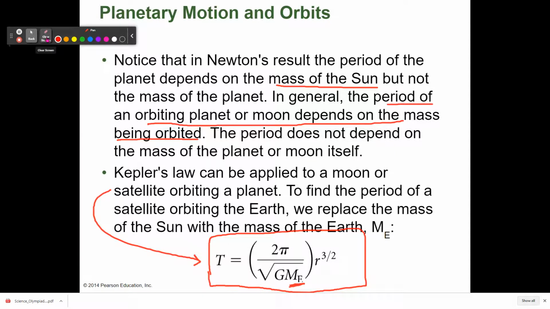All right. So just note that distinction. And when you're doing problems, you're going to need to make sure you know what this thing is orbiting. Is it orbiting Earth? Is it orbiting Pluto? Is it orbiting Jupiter? Is it orbiting the sun? Because that makes a difference as to what you put into this formula for the period.